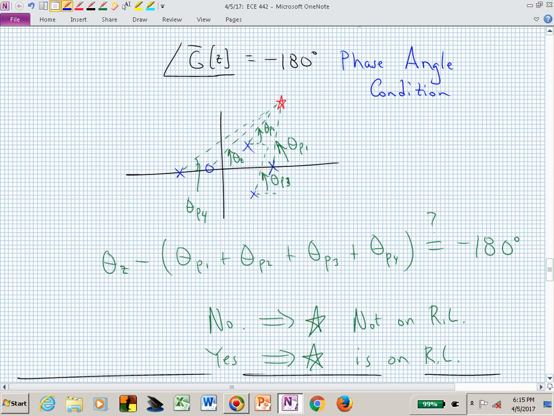So we always have zeros, we'll add up all the zeros angles, their contribution, and subtract all of the poles angles. And which poles and zeros are those? Those are our open loop zeros and poles. The zeros of n of z and the roots of d of z in our capital G bar of z equation.